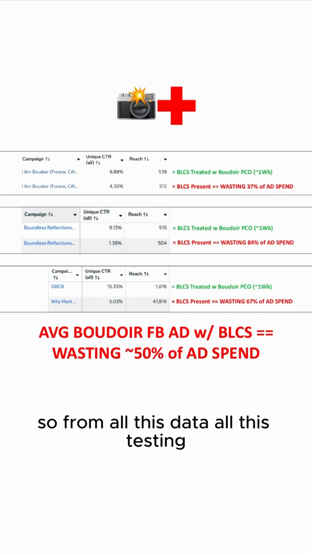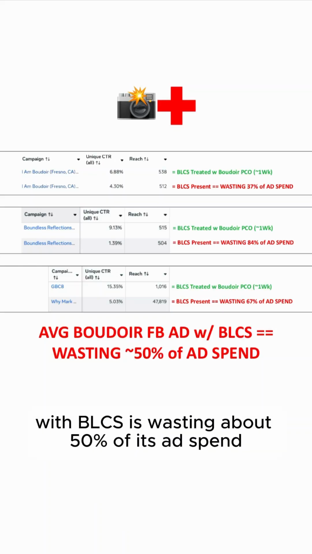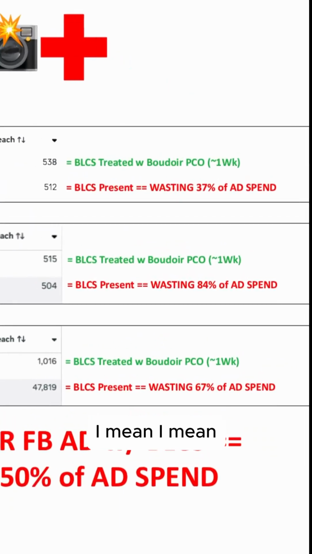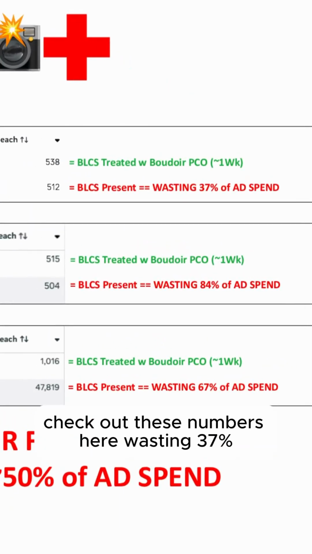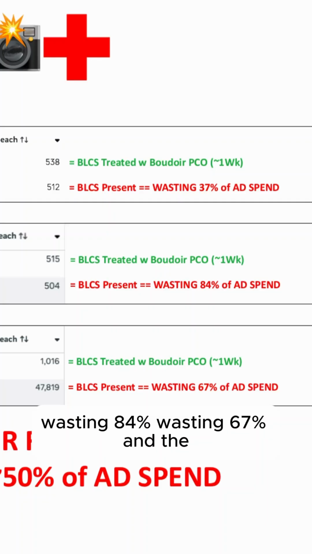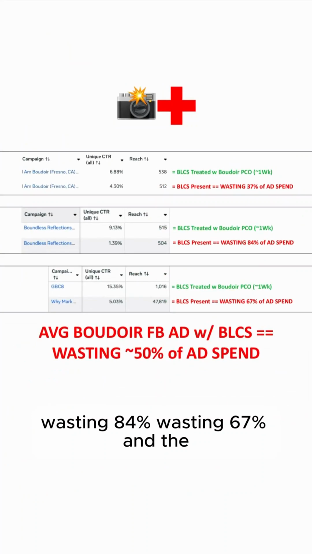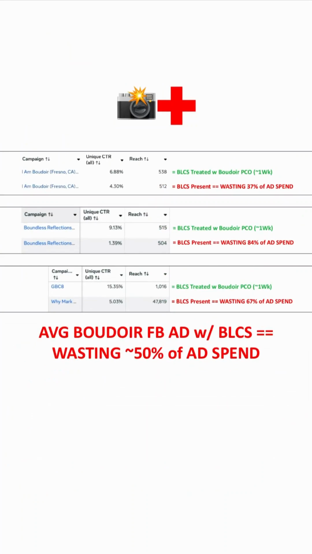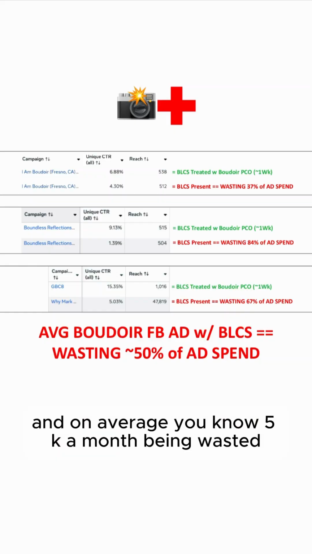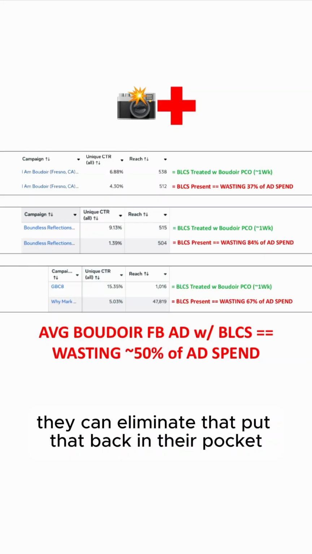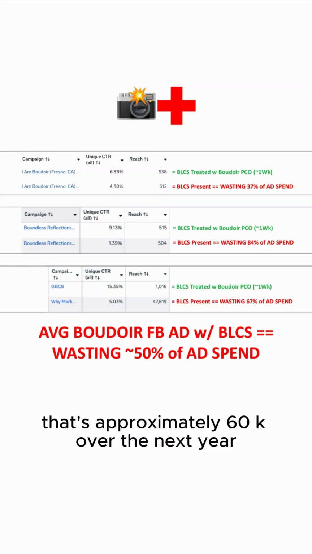So from all this data, all this testing, what I've seen, the average Boudoir Facebook ad with BLCS is wasting about 50% of its ad spend. I mean, check out these numbers here: wasting 37%, wasting 84%, wasting 67%. So if they're spending more than 10 grand a month on Boudoir Facebook ads, then on average, 5K a month is being wasted. They can eliminate that, put that back in their pocket.